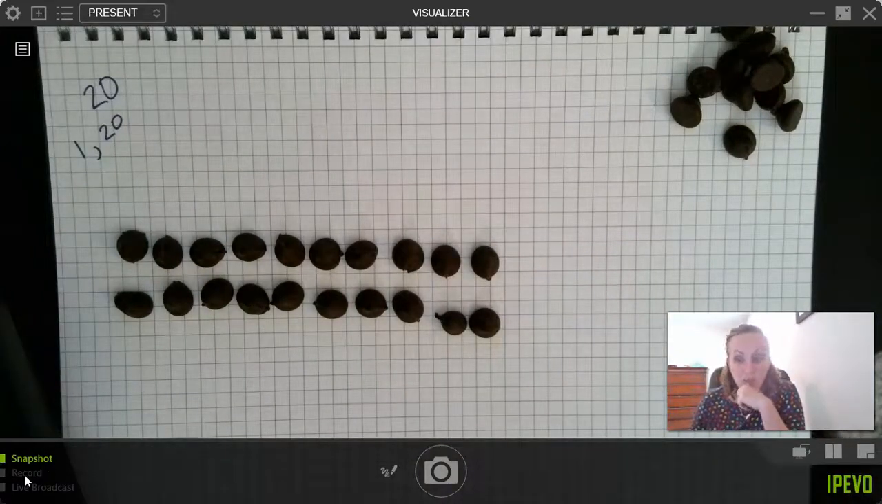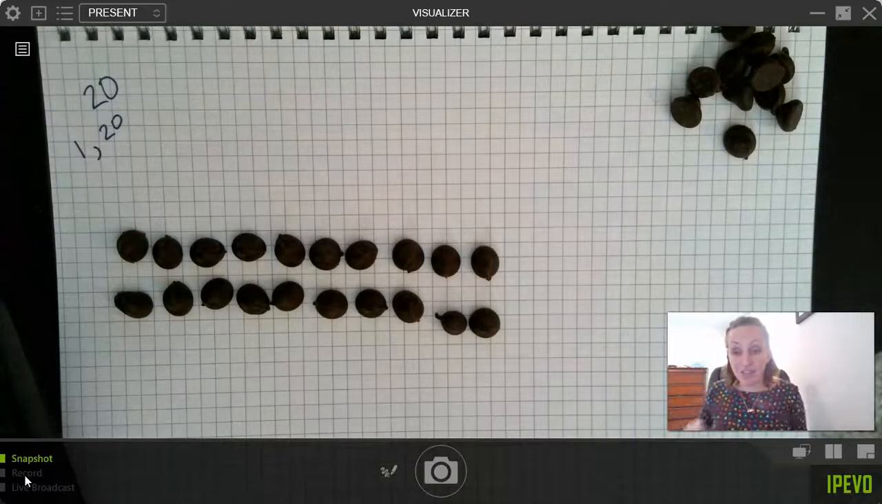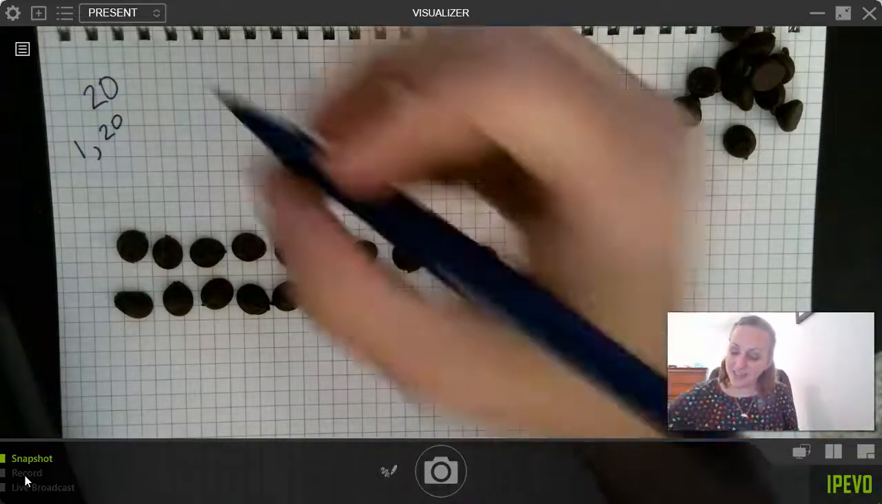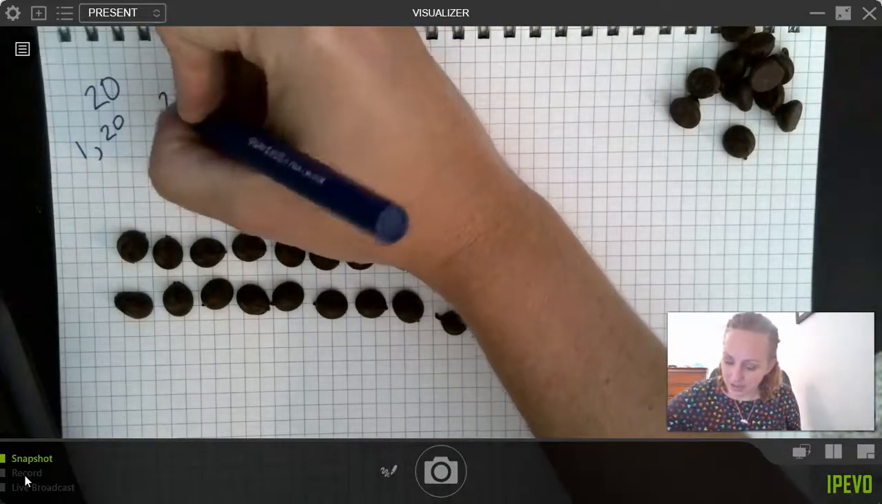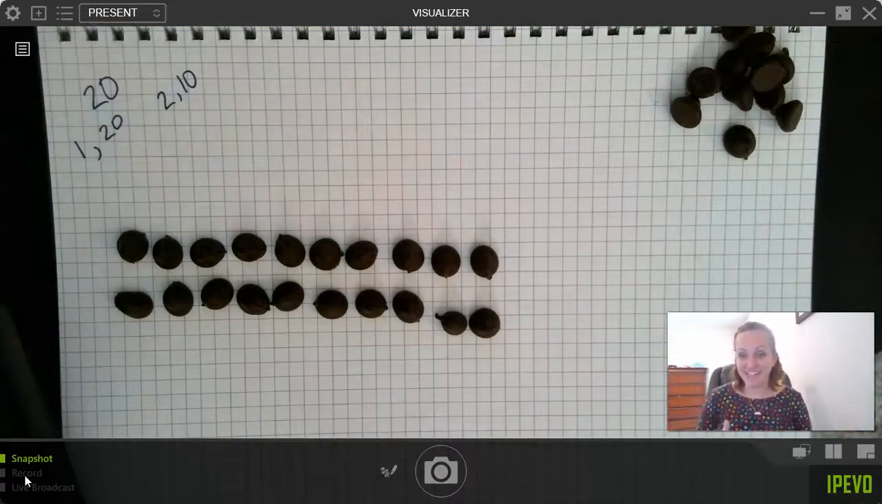All right, so how many of you picked this one? Now, you could have picked something different, and that's okay because there's more ways. I picked 2 rows of 10. Did anybody else pick 2 rows of 10? Well, 2 and 10 are factor pairs for 20. All right, 2 and 10 are also factor pairs for 20.